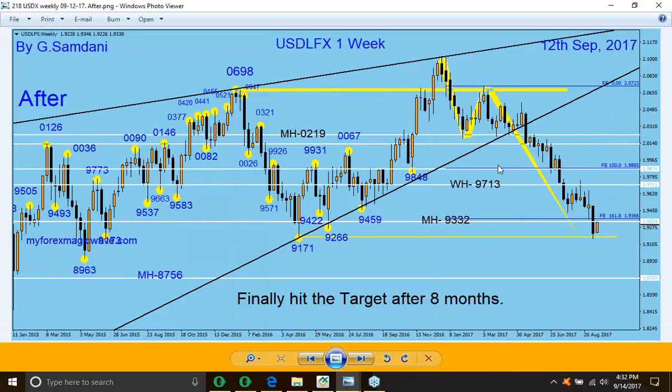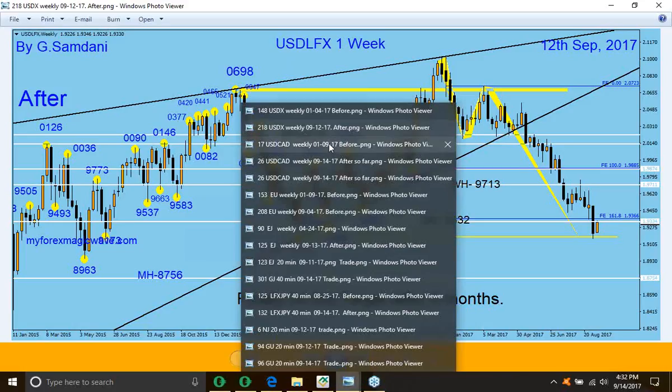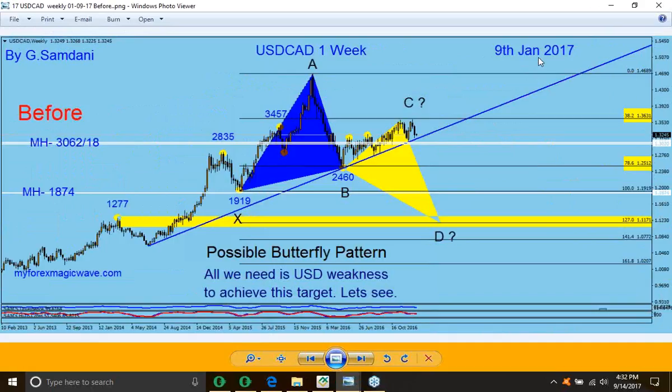You could do a lot with that, knowing it doesn't matter which entry system you're using and which pair you want to trade, because USD has 4 or 5 different pairs. If you love Pound USD, fine, with USD weakness you can use that. Euro, of course. USD CAD, for example: based on this, at the same time I made this USD CAD chart, you can see January 9th, and it was a perfect setup as well.